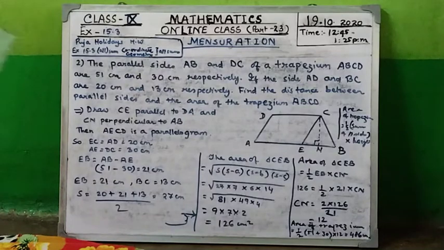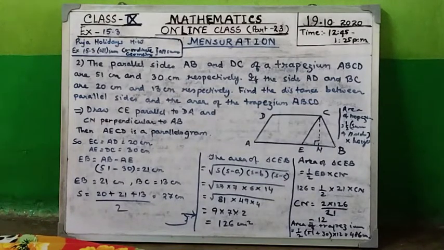Look, AECD is a parallelogram. And you know EC is equal to AD and AE is equal to DC, that is 20 cm and 30 cm. EB is then how much? EB is obviously AB minus AE. AB is 51 minus 30, that is equal to 21 cm. So EB is 21 cm, BC is 13 cm, and you know EC is equal to 20 cm.